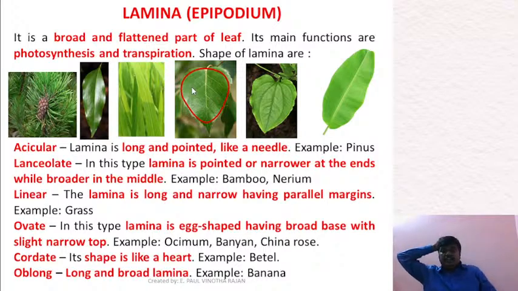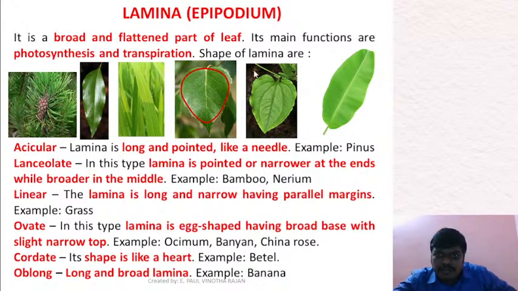And this is cordate. Cordate means heart-shaped. Heart-shaped leaves. And next is oblong. Oblong means long and broad lamina. This is called oblong. These are all different types of leaves: acicular, lanceolate, linear, ovate, cordate and oblong.